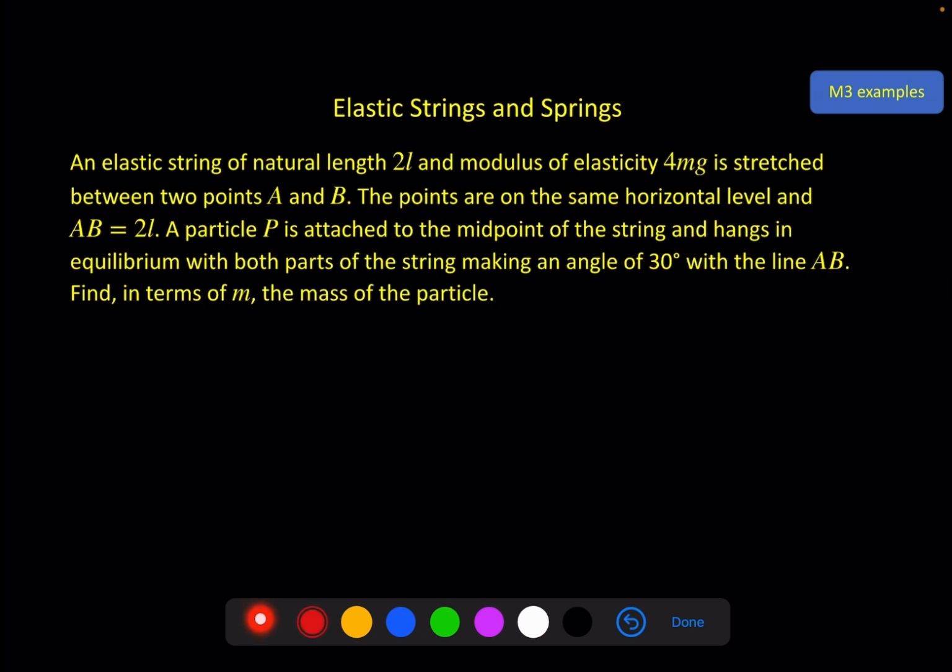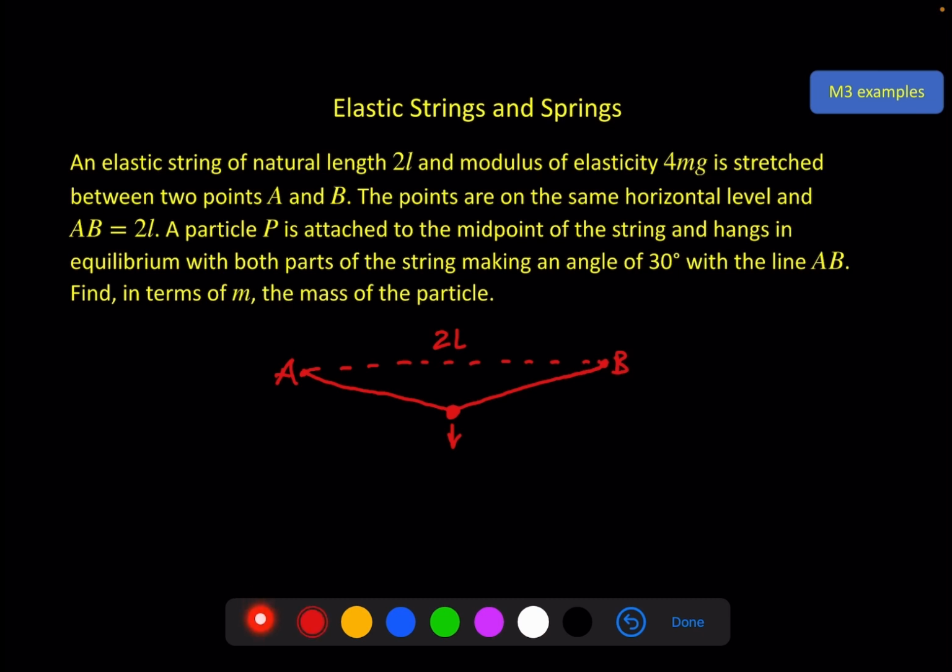So what we've got here is something that looks kind of like this, where this was the line AB here, and although it was at its full length, it wasn't quite stretched along there. That was 2L in distance. But now that there's a particle here hanging down, this must be a stretched string here. Find, in terms of m, the mass of the particle.